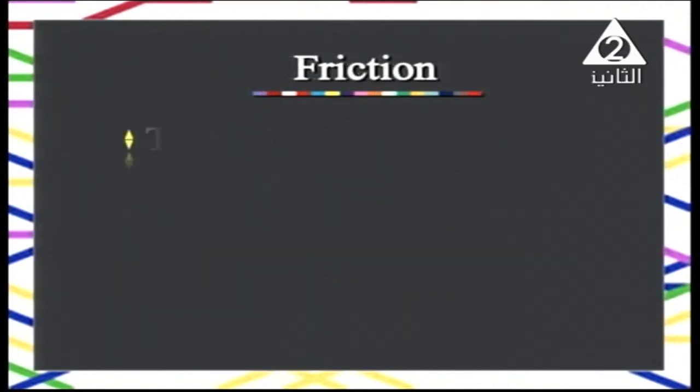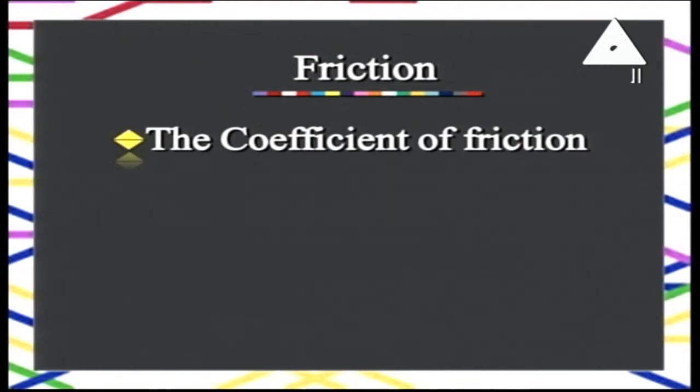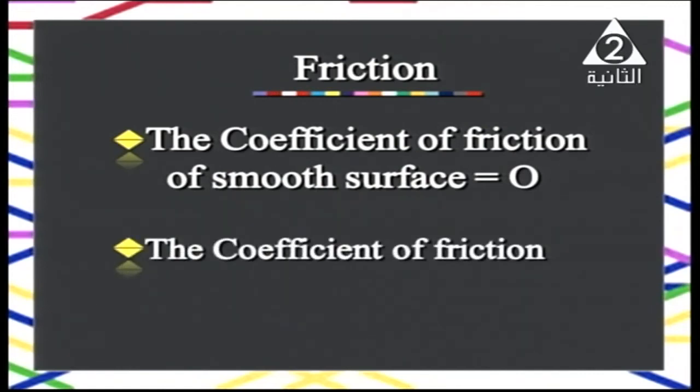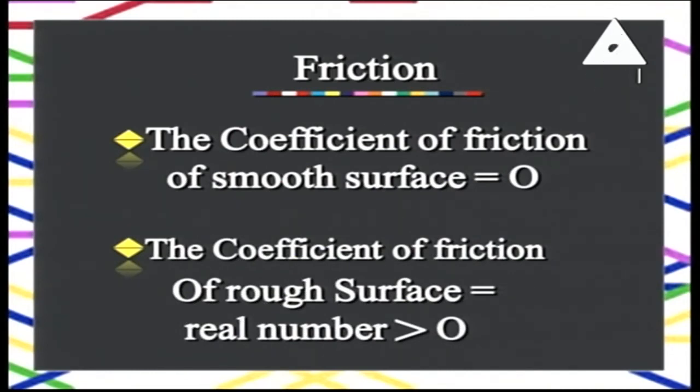My dear student, the coefficient of friction of a smooth surface equals 0. But the coefficient of friction of a rough surface equals a real number more than 0. Remember, my dear student, the coefficient of friction on a smooth surface vanishes, or equals 0. But the coefficient of friction on a rough surface equals a real number that must be more than 0.